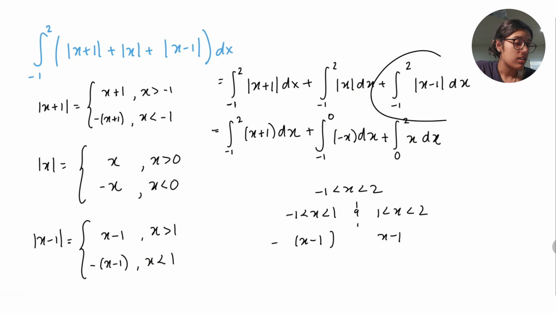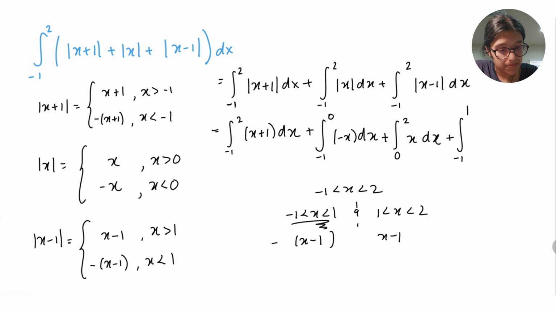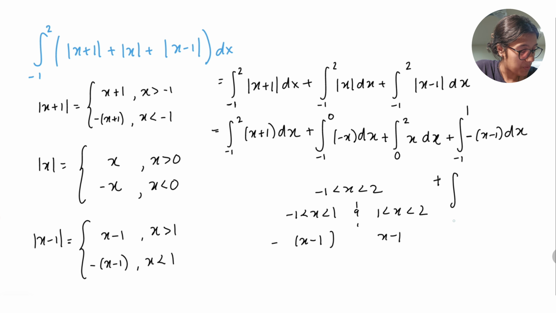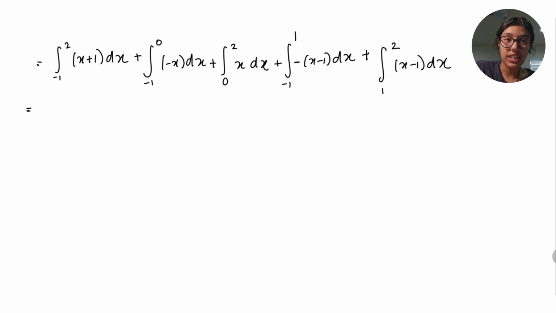And I'm going to break this integral apart into 2 different integrals. So it will look something like this. So we have -1 to 1 from over here. Expression is going to be negative x minus 1 dx, and I'm going to write our last integral down below, and that is going to be 1 to 2 from over here, and our expression is x minus 1 dx. Now let's actually go ahead and solve this.